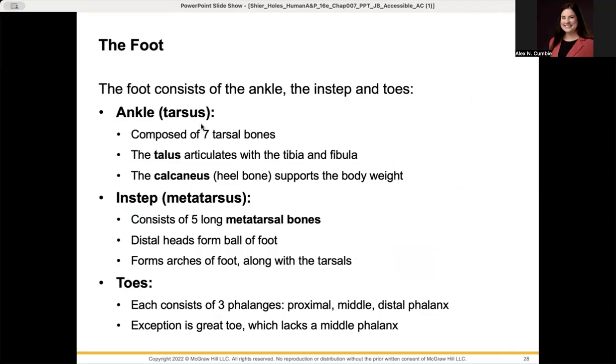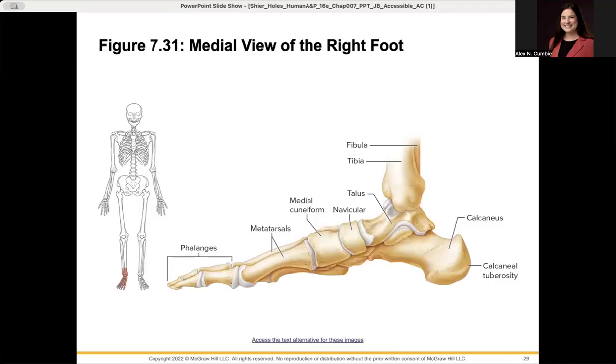For the foot, your ankle bones are referred to as your tarsals. Two of the major ones, talus, which is what the tibia and fibula articulate with as a joint, and then calcaneus is your heel bone, which supports the weight of your body. You have metatarsals, which are your foot bones, and then you have your toes, which are your phalanges. You can kind of see a picture here of that. I'm not going to make you memorize these, but you should be aware of these two large tarsals here, calcaneus, your heel, and talus, which is articulating with tibia and fibula.